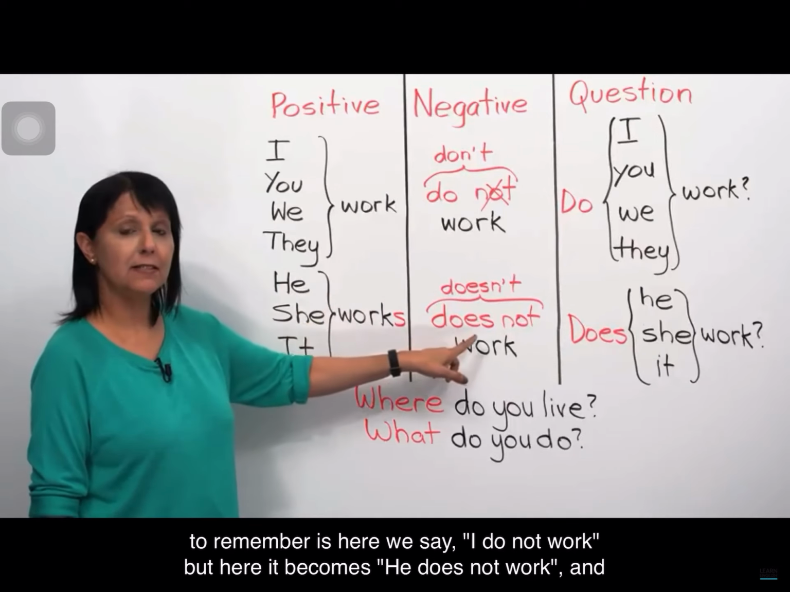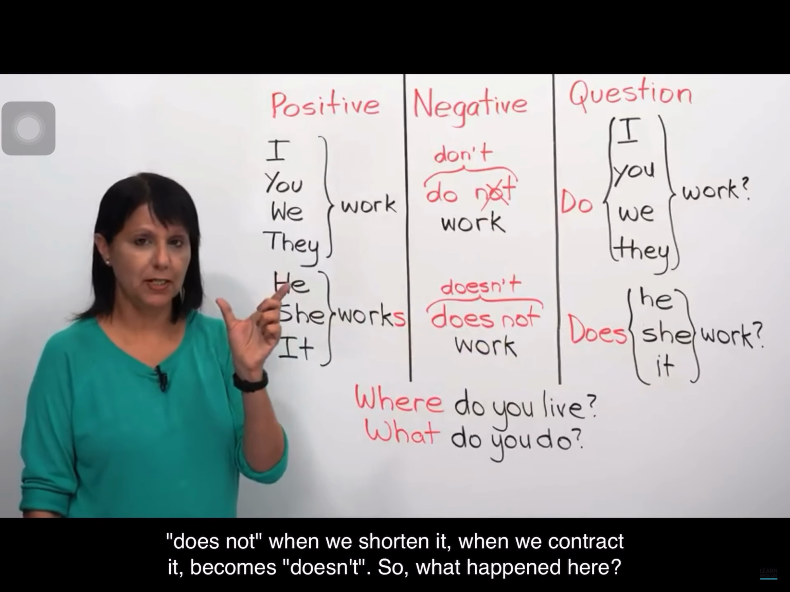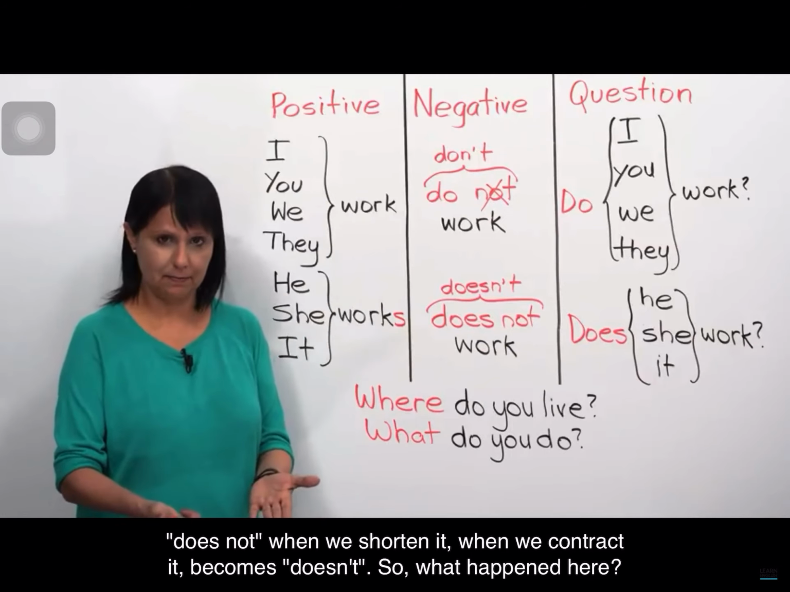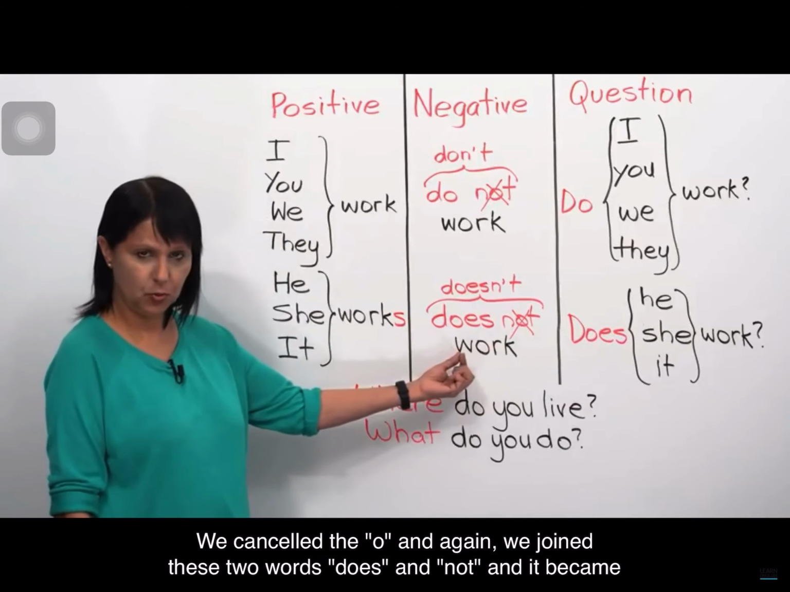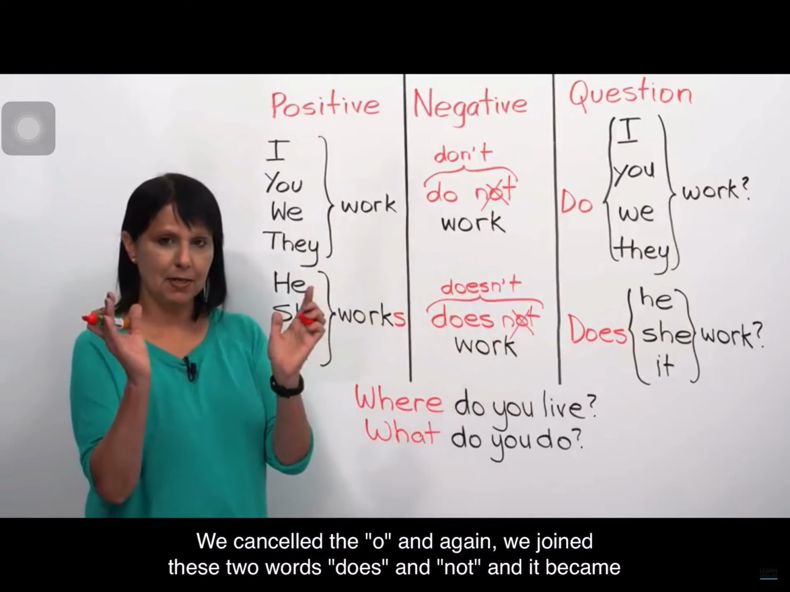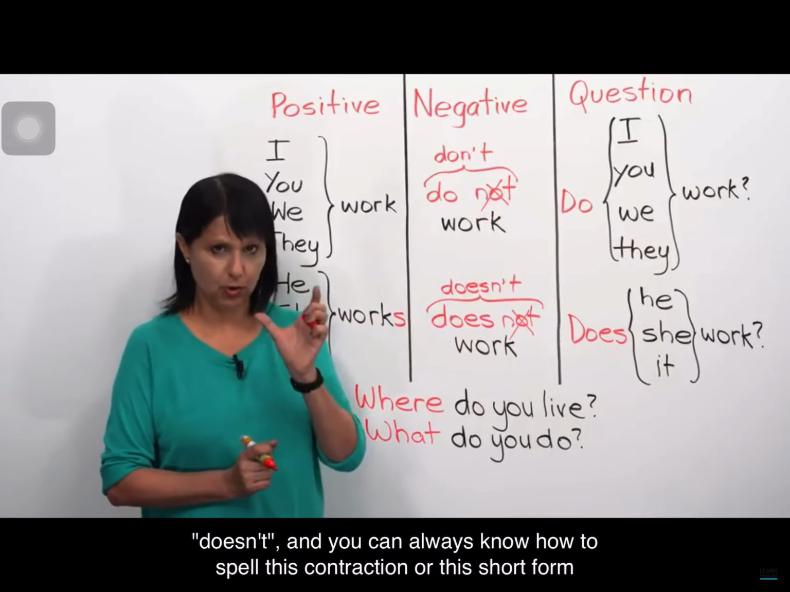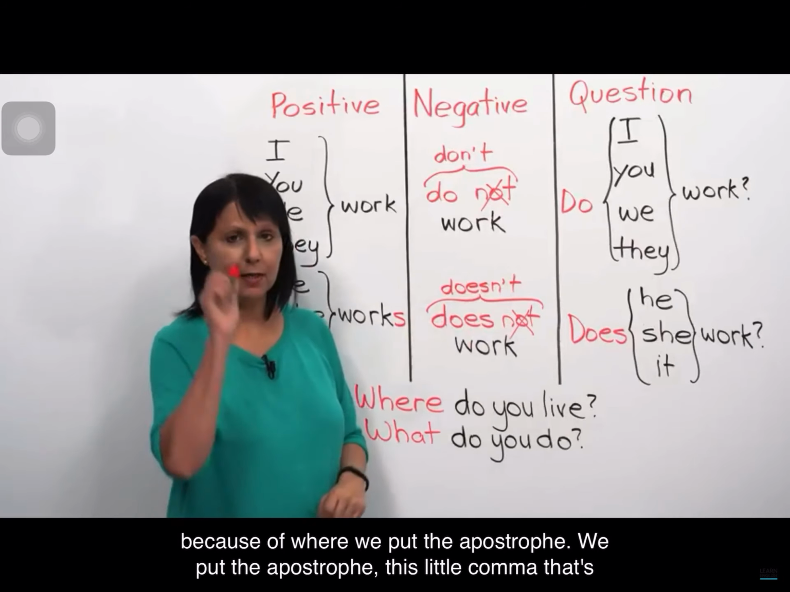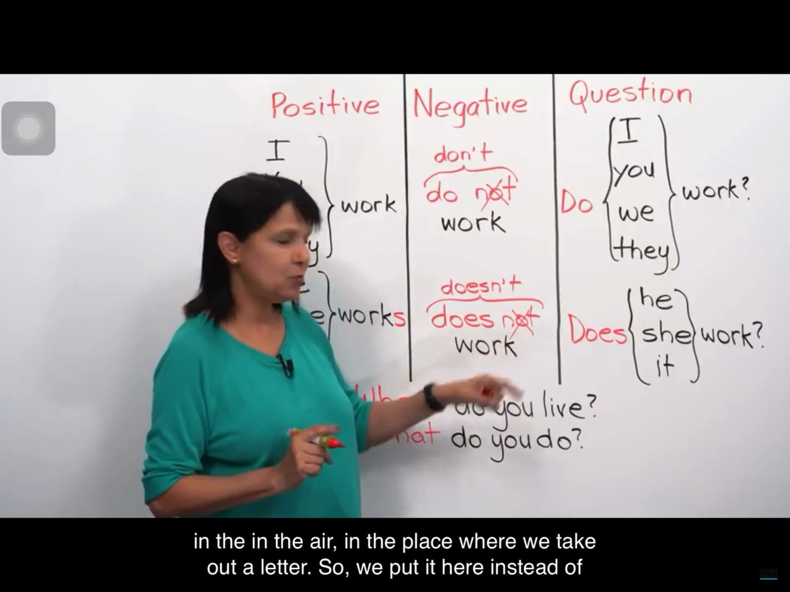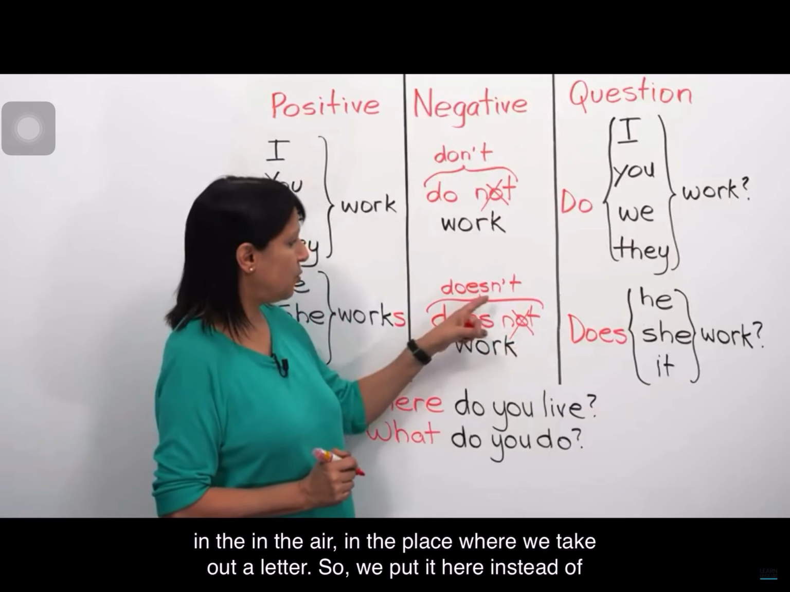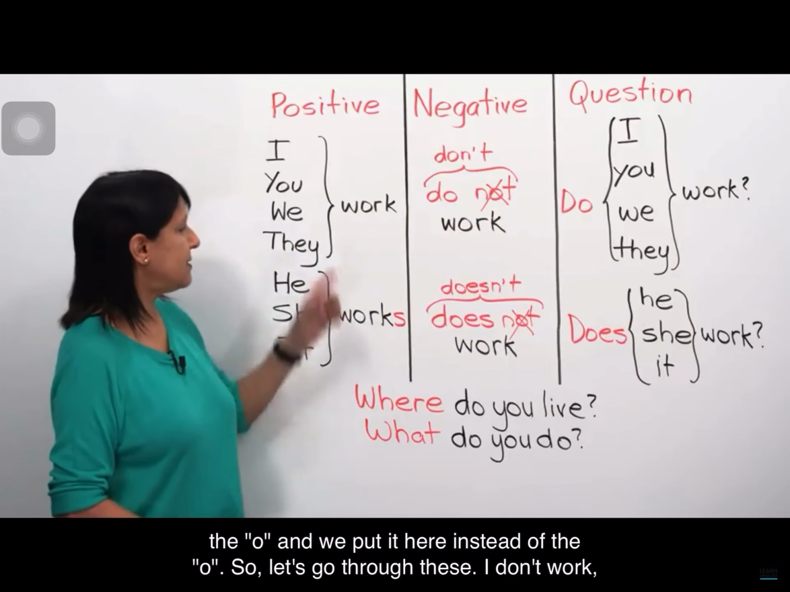So first, let's say it with the contraction, with the short form, because that's how we usually speak. It is correct to say I do not work, but usually we'll say I don't work. All right? But the most important thing to remember is here we say I do not work, but here it becomes he does not work.